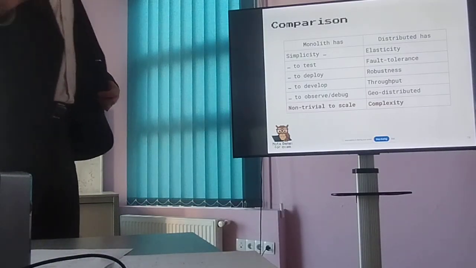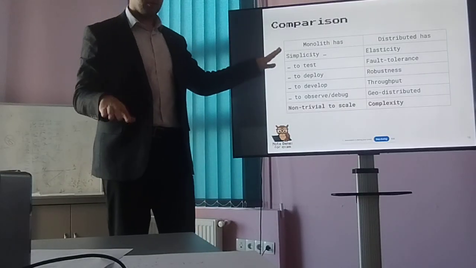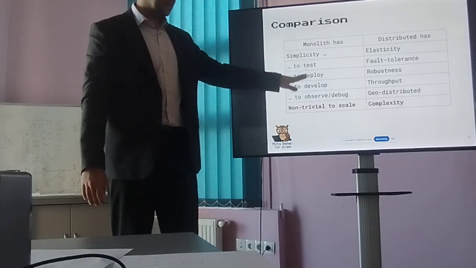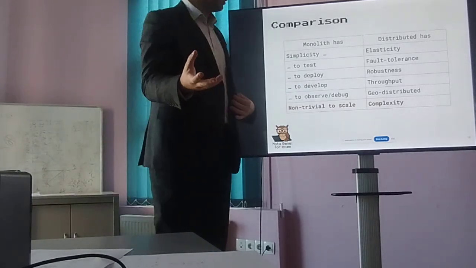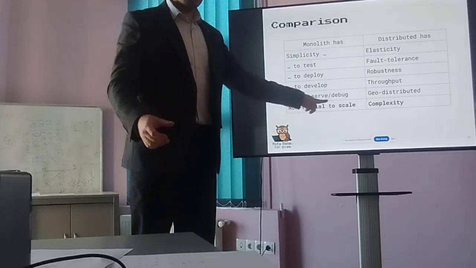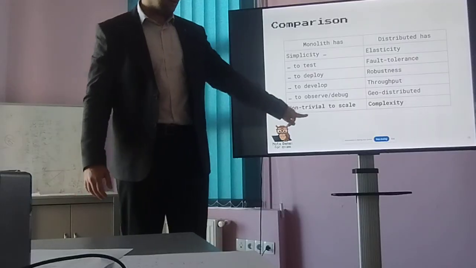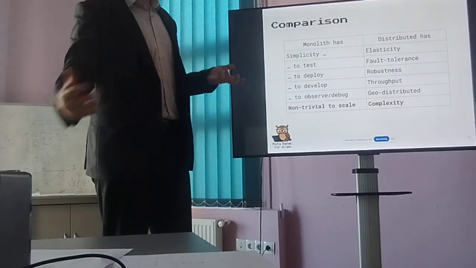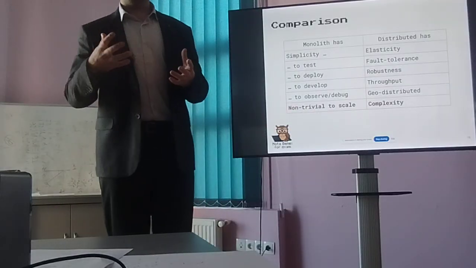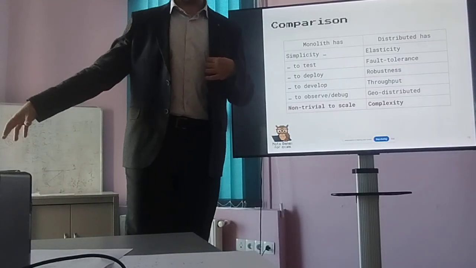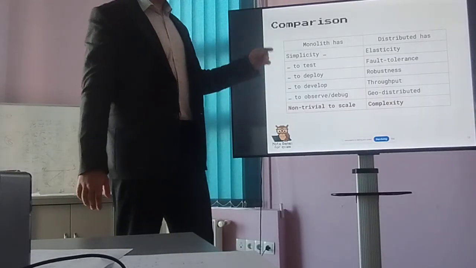Okay, so just to compare, monolith is centralized. It's simple to test, deploy, and develop because we develop one server with one piece of code. It's easy to observe, like take the logs and debug, but non-trivial to scale. You cannot scale it well. For example, for geo-distribution, you still need to scale the database, because your clients are living in different locations.